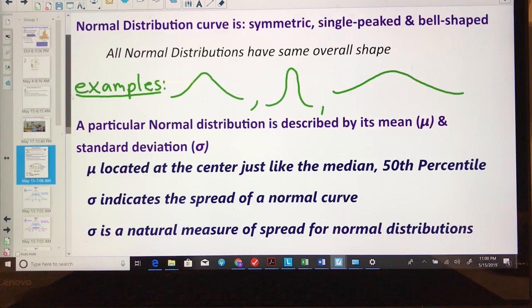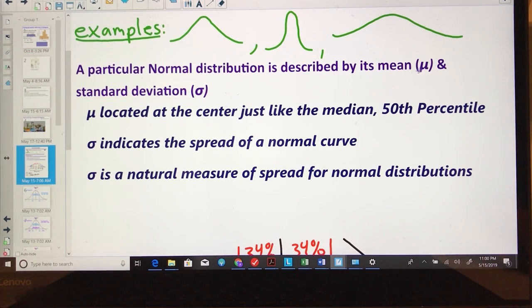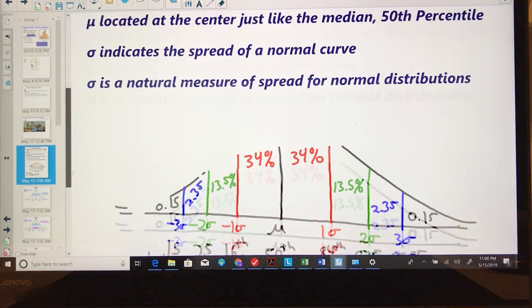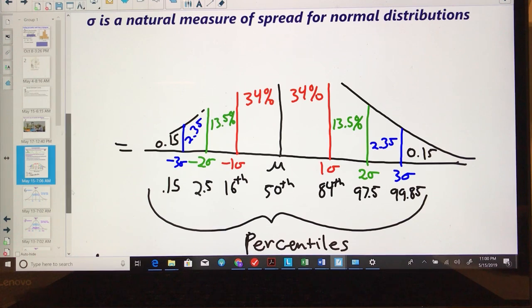A particular normal distribution is described by its mean, with this symbol here, I believe that's mu, and standard deviation, and I think that's lowercase sigma. Mu, or the mean, is located at the center, just like the median, the 50th percentile. Sigma, or standard deviation, indicates the spread of a normal curve, and it's a natural measure of spread for normal distributions. So this is what it's going to look like when we're done, and this is a little bit messy, but I will take a couple minutes to show you how this is going to work for us.